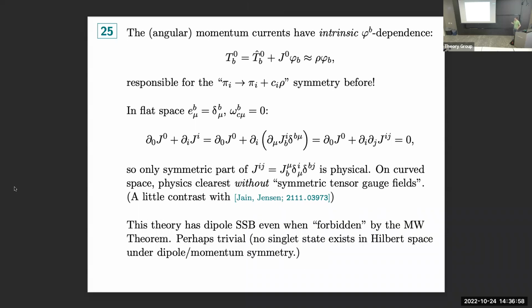One final cool thing about this theory is that it has dipole spontaneous symmetry breaking. There's a spontaneously broken symmetry even when it's naively forbidden by the Mermin-Wagner theorem. In and below two spatial dimensions, this phi has correlators that are like 1/k squared in momentum space. So phi correlators have no long-range order, and despite this, we still find that the symmetry is spontaneously broken. I don't care that much about the semantics. I think Seiberg and his crew are sort of unhappy with us saying that this theory has SSB.